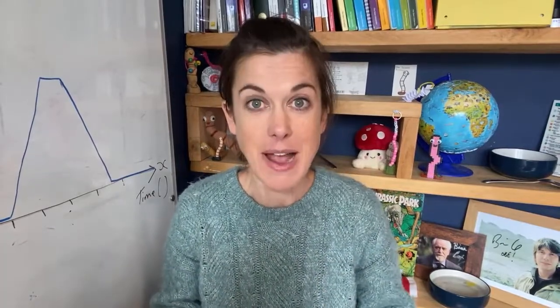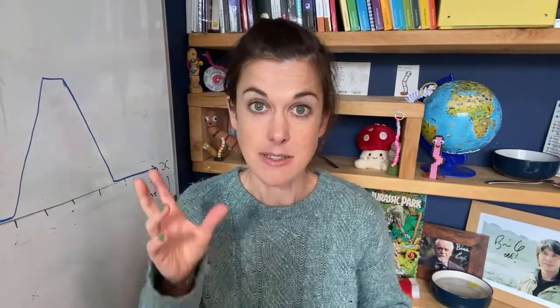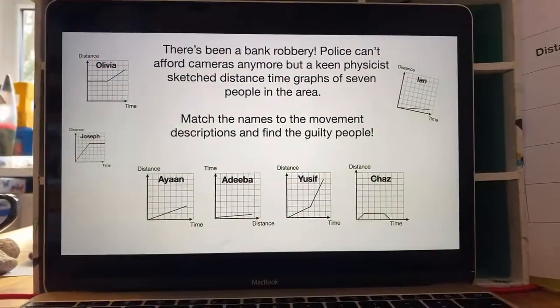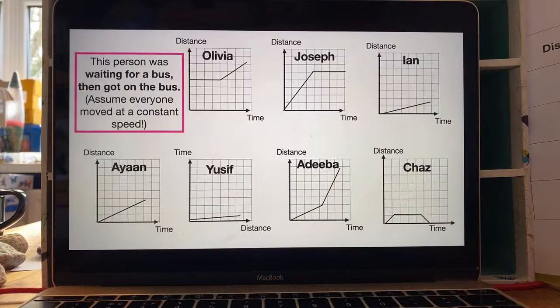There has been a bank robbery. By the way, if you brought a piece of paper and some paper clips and scissors, keep hold of those. I'll tell you what I want you to do with those in the end. There's been a bank robbery. Police can't afford cameras anymore, but a keen physicist, fortunately, sketched distance time graphs of 7 people that were in the area when the bank robbery took place. Can you please match the names to the movement descriptions and find the guilty people?